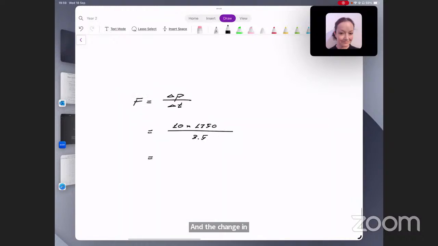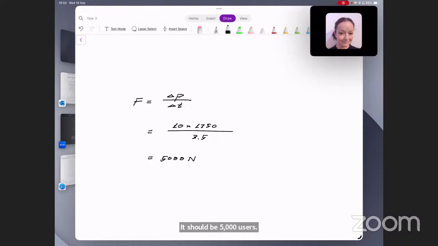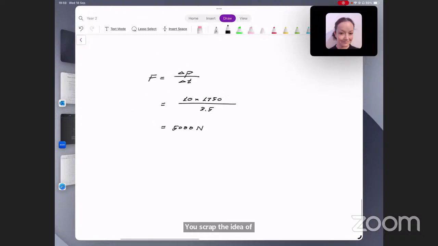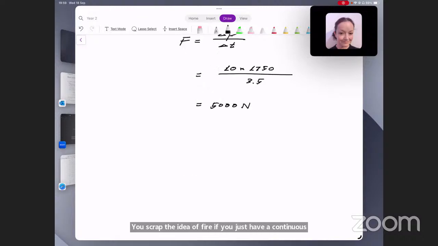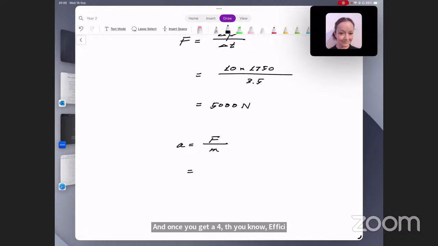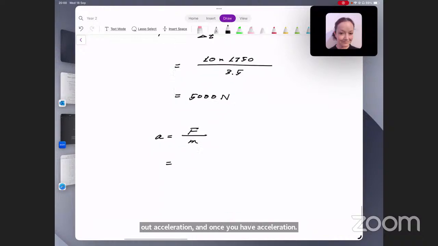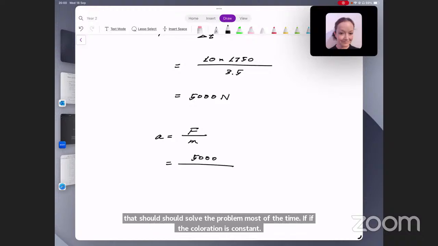And working out the number here, it should be 5,000 newtons. So this is showing what the average force is. You scrap the idea of firing shells. If you just have a continuous force applying horizontally to the tank, that is what the force would be. And once you get a force, F equals ma, you can work out acceleration. And once you have acceleration, Suvat should solve the problem most of the time if the acceleration is constant, which in this case it is, because the force we've assumed is constant, divided by mass.